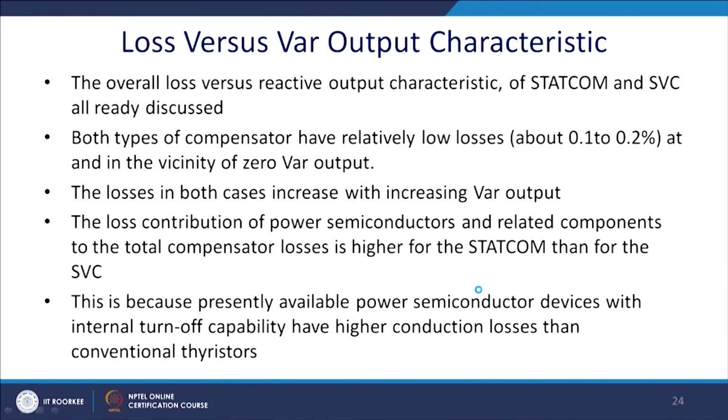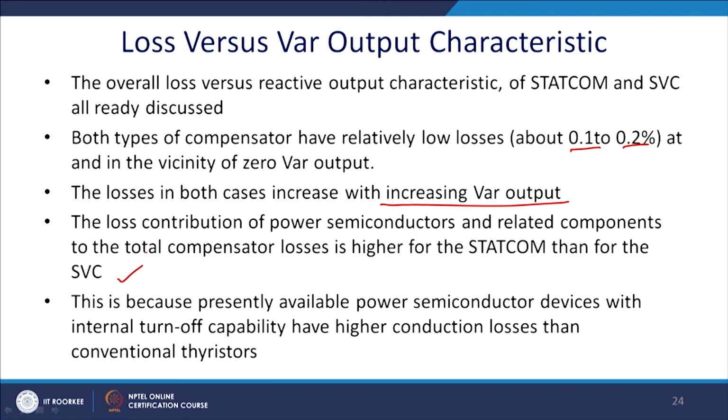What will happen then? The overall loss versus reactive power characteristics of the STATCOM is already discussed. Both types of compensator have relatively low losses, 0.1 to 0.2 in the vicinity of the 0 var output. Losses in both cases increase with increasing var output, as current rating increases, thus conduction losses increase. The loss contribution of the power semiconductor related components to the total compensator loss is higher for the STATCOM than for the SVC. So, please note this point. This is one of the demerits of the STATCOM.